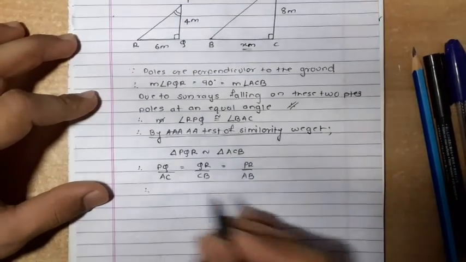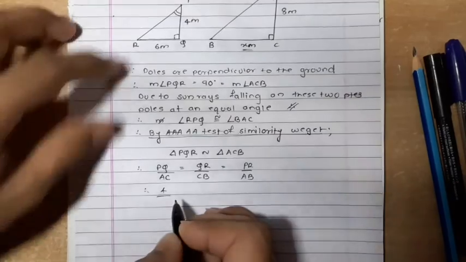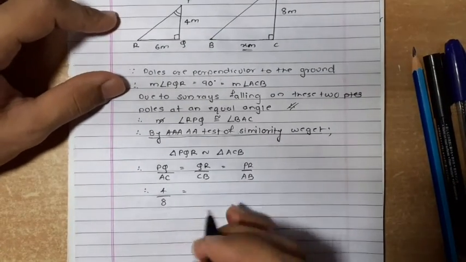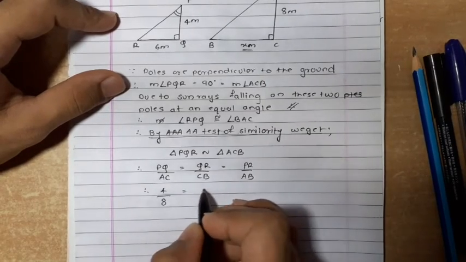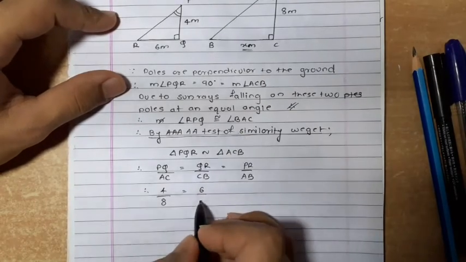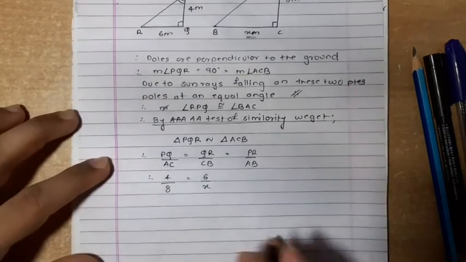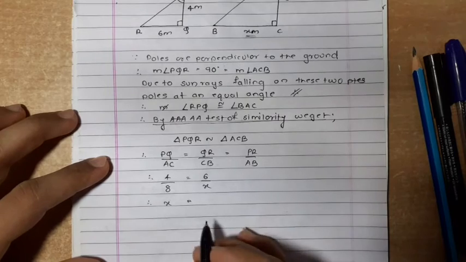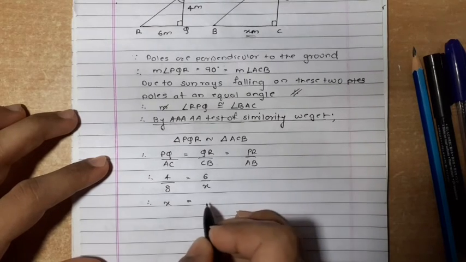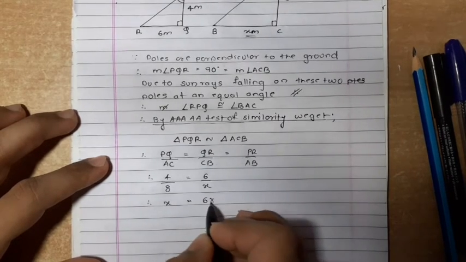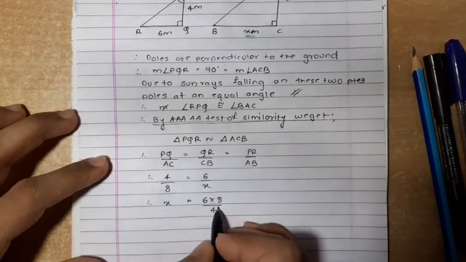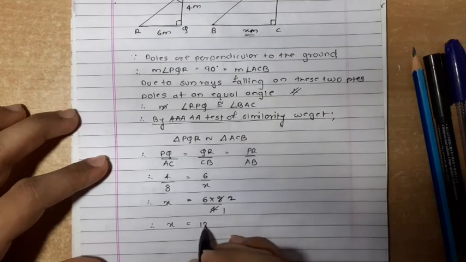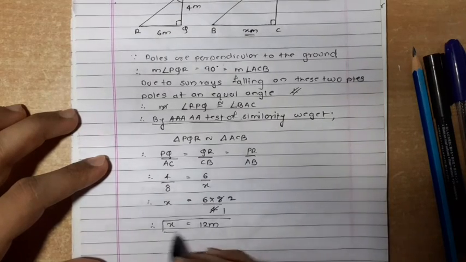So what's the length of PQ? It's 4 meters upon AC is 8 meters is equal to QR, what is QR over here? It's 6 meters upon BC is X meters. What have we been asked to find? We have been asked to find the length of X. Let's find the length of X. Cross multiplying, we get X is equal to 6 into 8 upon 4. 4 ones are 4, 4 twos are 8. We get X is equal to 12 meters.